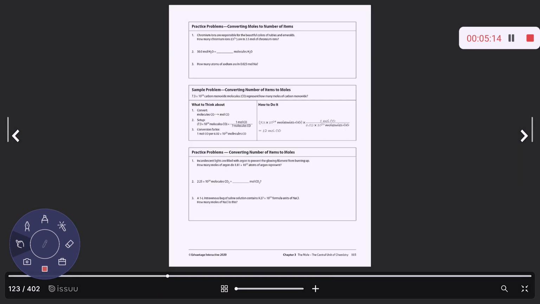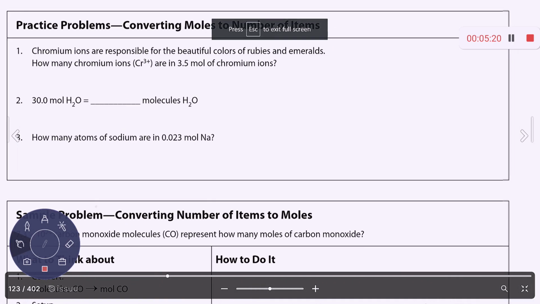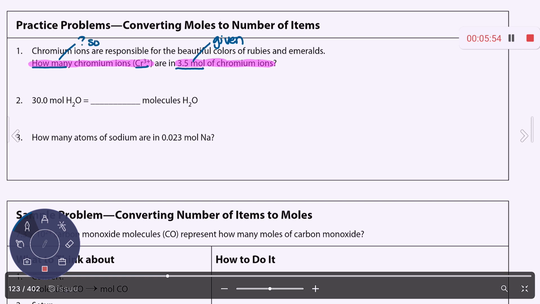So on the next page, we've got: chromium ions are responsible for the beautiful colors of rubies and emeralds. How many chromium ions are in 3.5 moles of chromium ions? So this is what we are given. We are starting with moles. It would be considered improper for you to write out chromium ions in words. Chromium ions are the Cr+3, so we want to make sure that we abbreviate that when we do the setup. And then we're solving for how many chromium ions. So this is what I'm going to solve for.